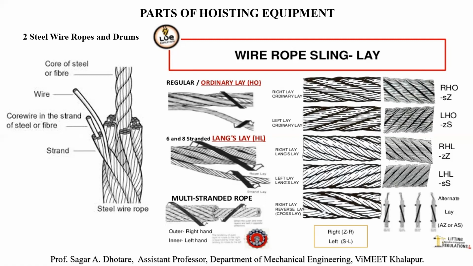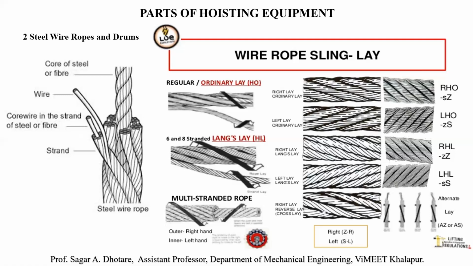The second type is the parallel or Lang's lay rope. In a parallel lay rope, the direction of the twisting of the wire in the strand is the same as that of the strand in the rope. These ropes are more flexible and resist wear more effectively. However, they tend to spin, so there is a possibility of spinning. Parallel laid ropes are employed in lifting and other hoisting with guideways, because of the possibility of twisting.